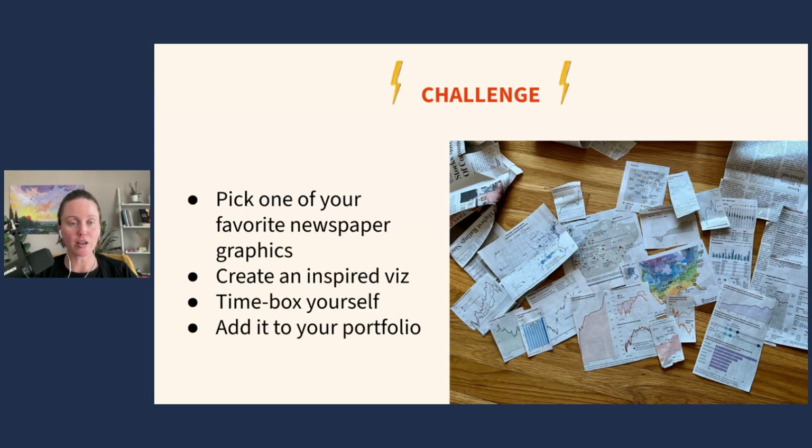Okay, so the challenge for this portfolio part is pick one of your favorite newspaper graphics that you clipped from the previous challenge and create your inspired viz and just time box yourself. It's so easy to be like, well, I could do this, I could do that. Time box yourself. I would say it's realistic to take a few hours, maybe 3 hours, because unless you have some data readily available, finding data, cleaning data, it is a lot of work. But you do need to time box yourself. Otherwise, you're just going to run around in circles and never finish anything and never have anything for your portfolio.